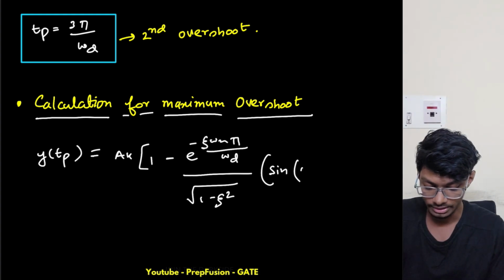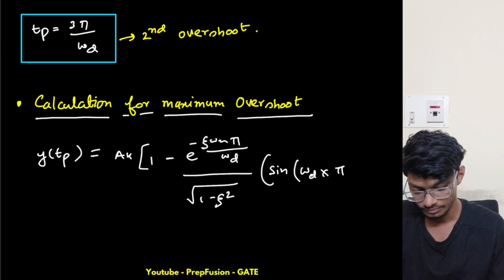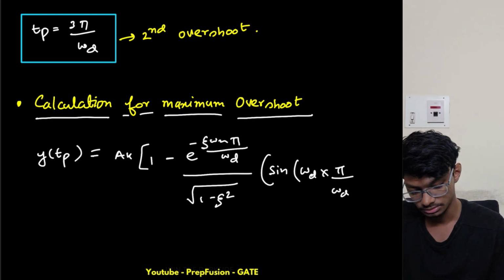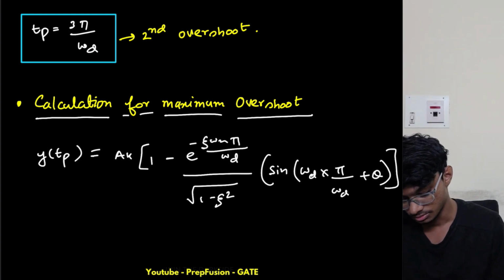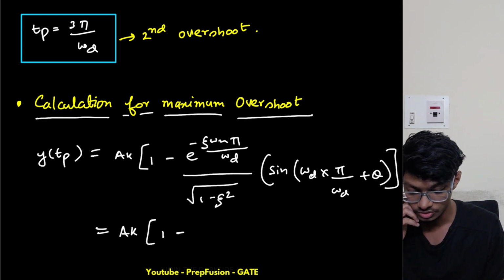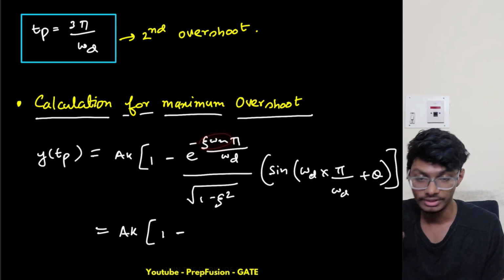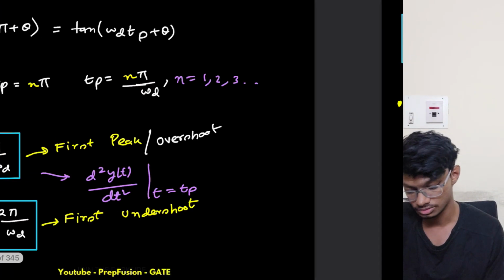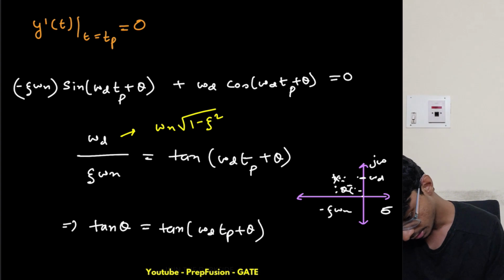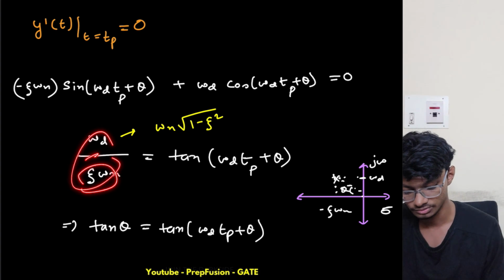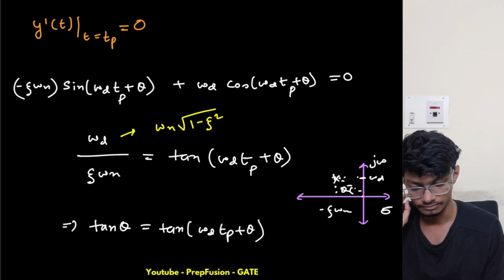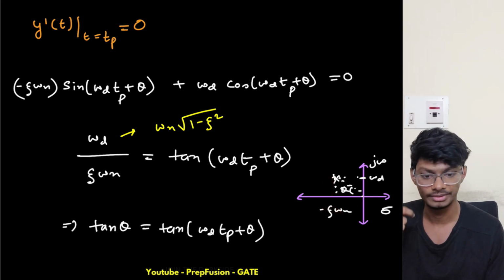So omega d is omega d only, and my t becomes pi by omega d plus theta, right? Plus theta. This is my whole expression. So this becomes AK times 1 minus, now what is omega d by zeta omega n? That's what we just derived right here, right? This was equal to tan theta, right? This omega d is the height and zeta omega n is the base, so height upon base is tan theta.